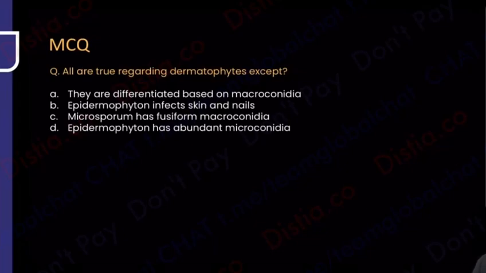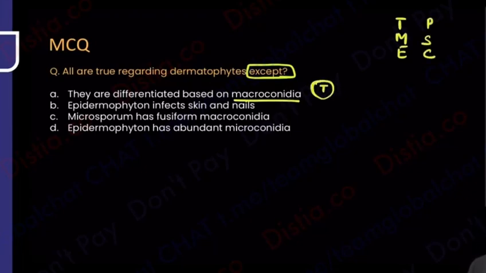All are true regarding dermatophytes except. So basically it's a true-false question. Let's start solving it. Are they differentiated on the basis of macroconidia? Of course, we had a very famous mnemonic. There is TME, PSC. So they are differentiated on the basis of the macroconidia.